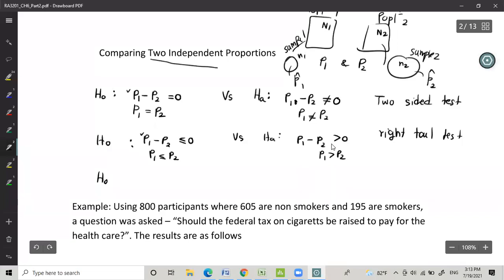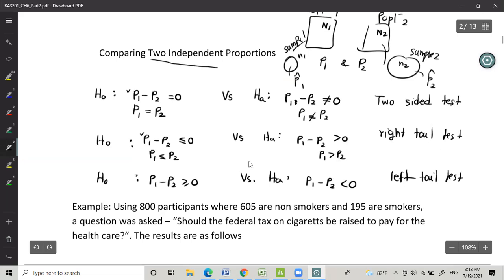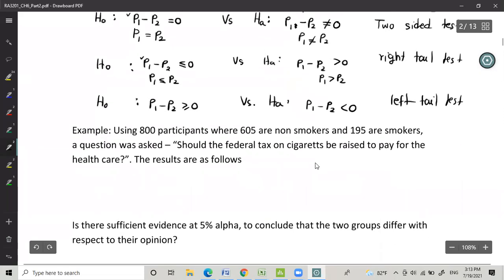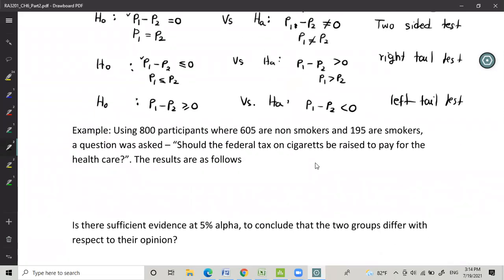Right? Now you can guess what will happen in the left tail test. P1 minus P2 is less than 0. Okay. Since you have the idea about hypothesis now, it's only changing the letters to accommodate two populations. Okay. So let's do an example.